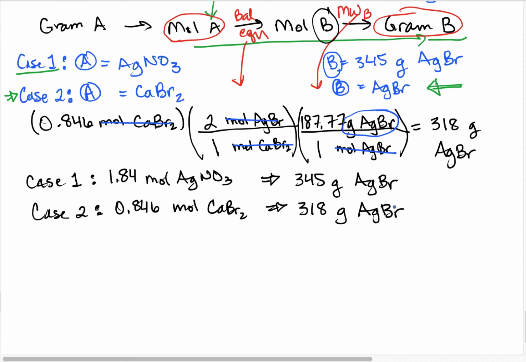Okay, so which of these numbers is smaller? Not rocket science, right? This is the smaller number. But now we have to reconnect with what the problem was asking us. The problem was asking us how much silver bromide we can make. How many grams of silver bromide can we make? So can we make 345? Can we make 318? Do we add these together? What do we do? So let's go back to our kitchen example. Let's say that in our kitchen example, each recipe used half a bag of chocolate chips and it used 1 stick of butter. Maybe I better draw a picture.